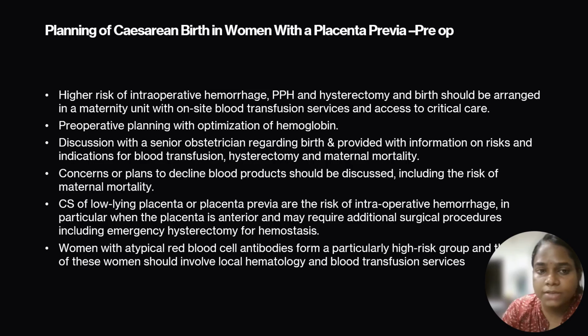So if placenta previa is there, then you should plan because there is intraoperative hemorrhage, PPH, hysterectomy, and even baby resuscitation should be done. On-site blood transfusion services should be present. You should check these things. Okay. Pre-operatively, you should optimize the hemoglobin level. Okay. The case should be discussed with a senior obstetrician.